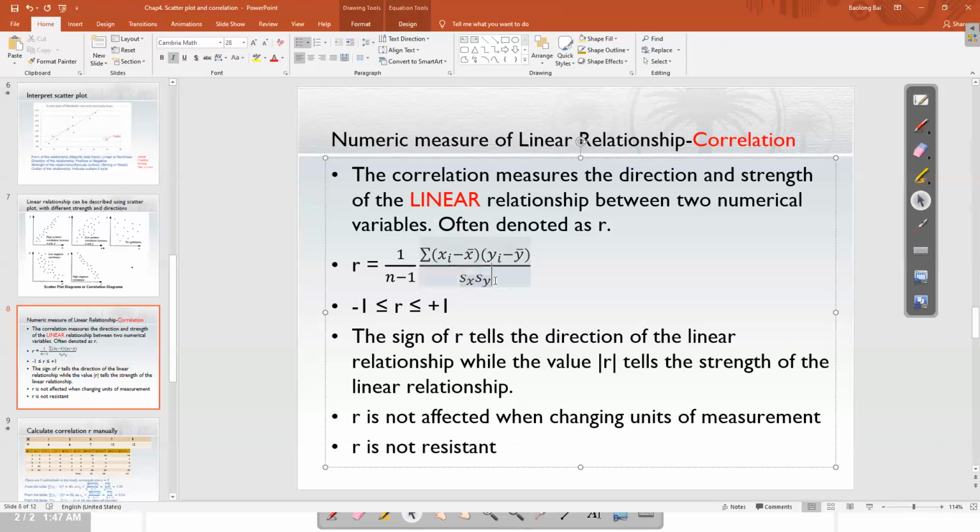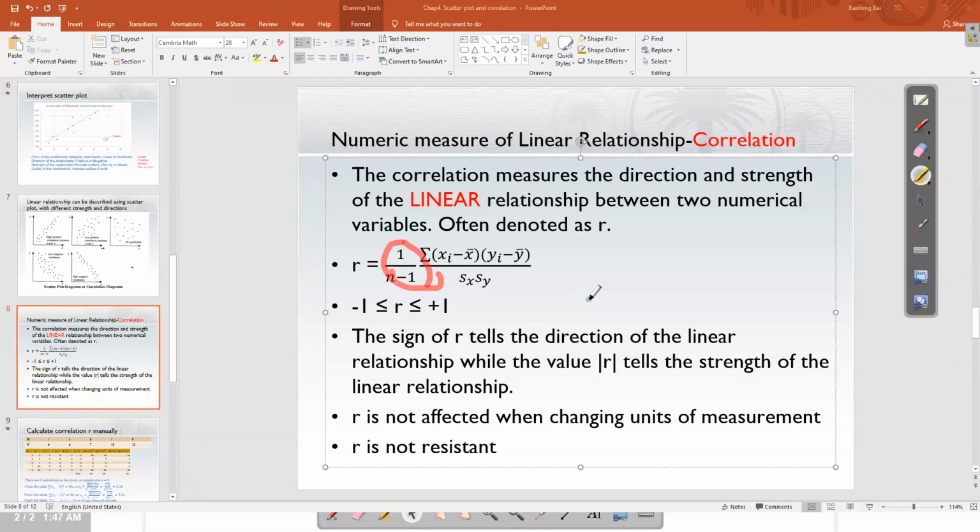Now, we know what the correlation is, but how do we calculate it from the sample? So now we're going to look at a formula. The correlation is a product of two fractions. You have a fraction here, and a fraction here. The first fraction is very simple: 1 over n minus 1. n is the sample size. How many individuals are there in the data? That's n.